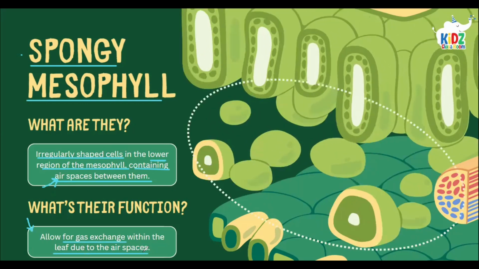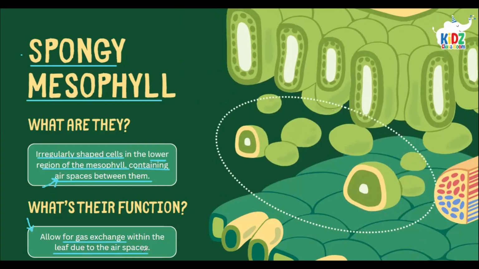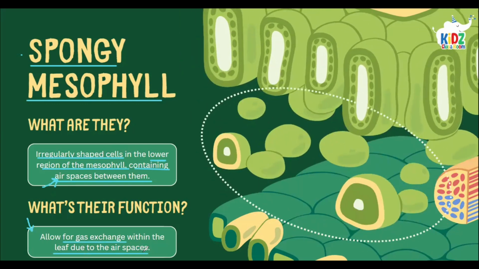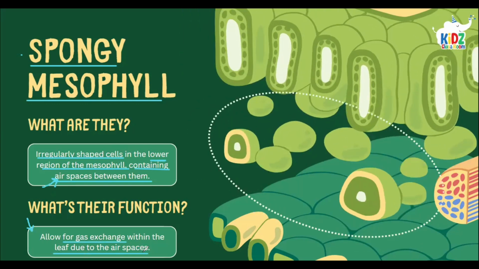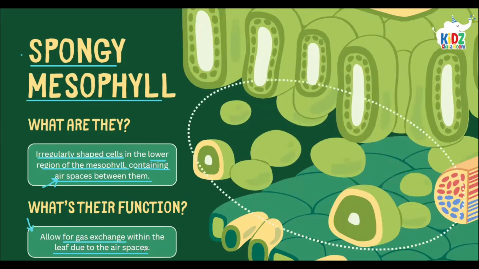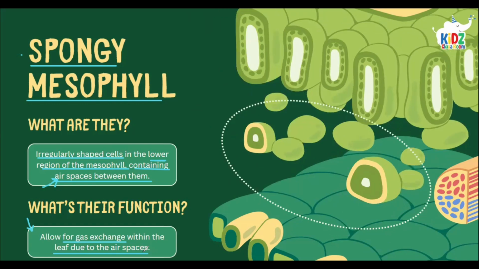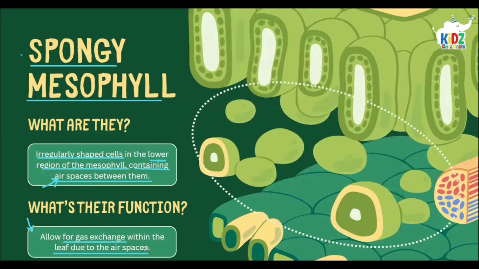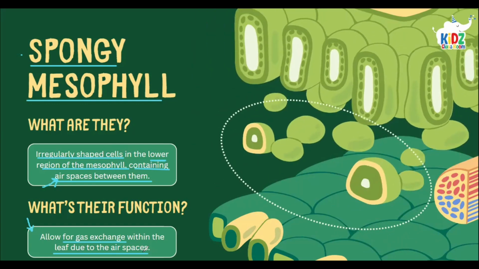So the spongy mesophyll facilitates gas exchange. How? By allowing carbon dioxide, oxygen, and water vapor to circulate freely. Why? Because this arrangement helps the leaf perform photosynthesis and respiration. How? Because they are loosely packed.